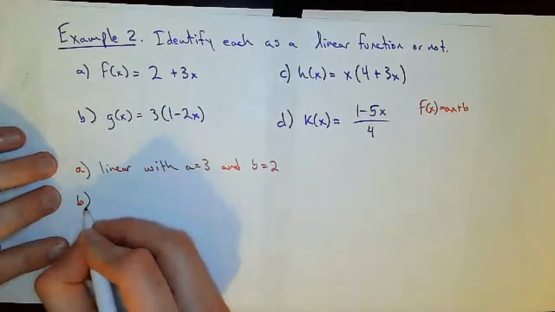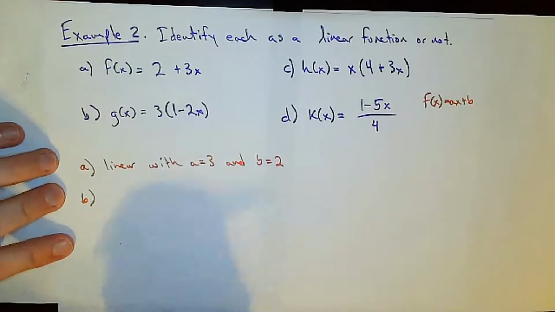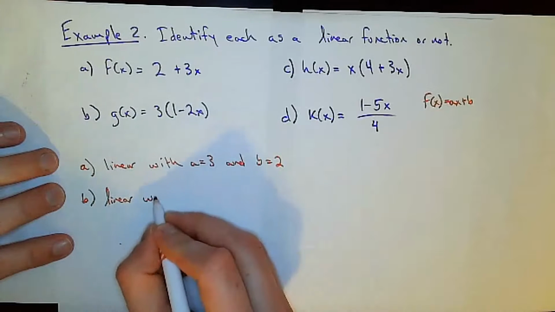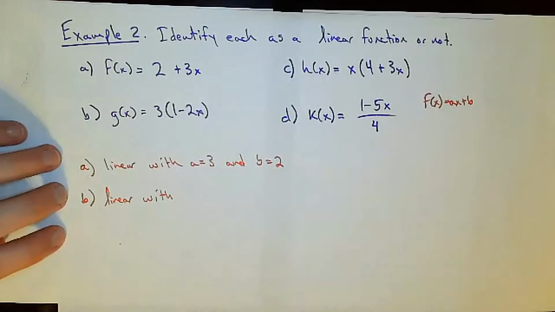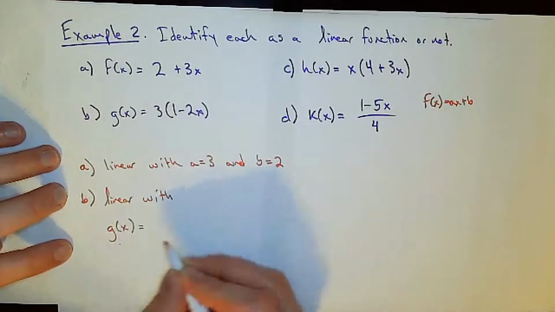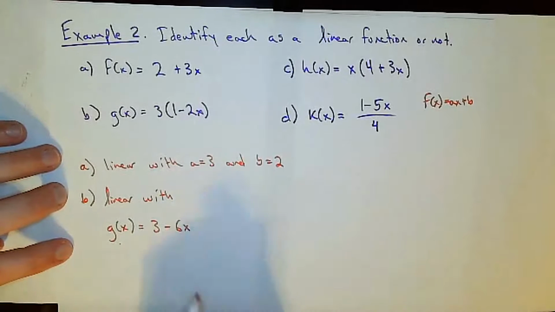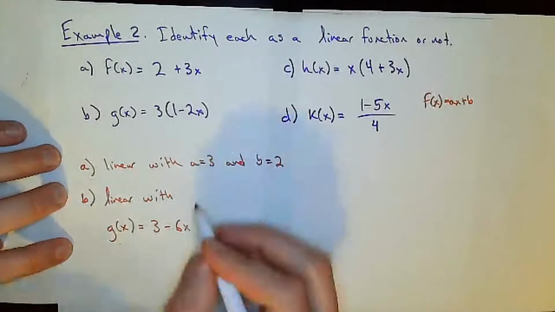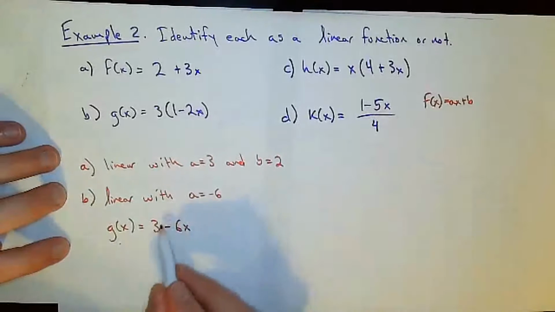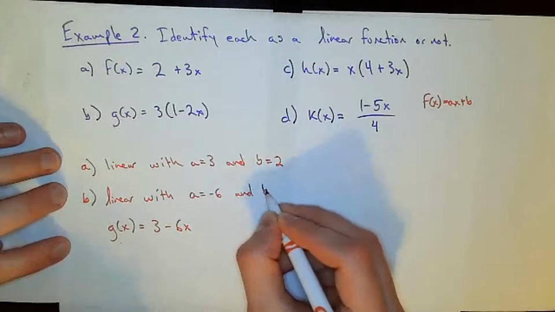All right. How about part B? As in this question, g of x. Yes, it's linear, but now we need to be careful here. Let's note that g of x can be written as 3 minus 6x, and that's how we need to write it in order to identify A and B. So A is equal to negative 6, the number attached to the x, and B is equal to 3.